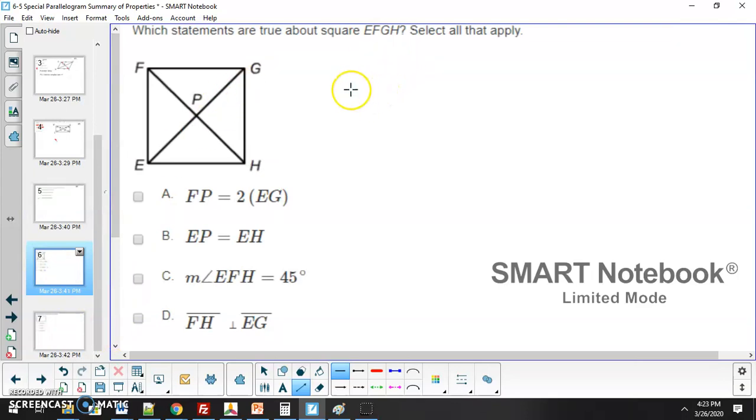Question about this square. What is true about this square? All right, let's look at this. FP, from there to the middle, is the same thing as 2EG. EG is the long one. Double it is not FP. That is wrong as can be. All right. EP is the same thing as EH. EP halfway is the same thing as EH. Oh, no. EH is down here.